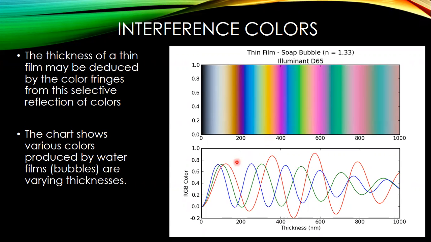And again, the red wavelength is much larger than the blue wavelength. So constructive and destructive interference is going to happen for different thicknesses. And as a bubble gets thicker and thicker, the coherence of the light becomes less and less. So, really large thicknesses of these films are not going to produce interference colors.